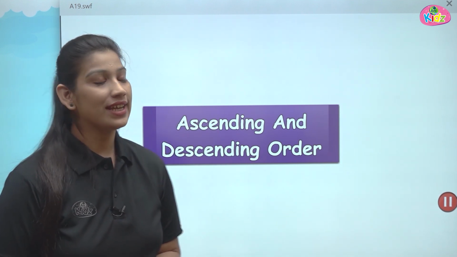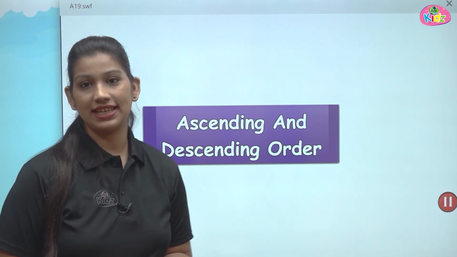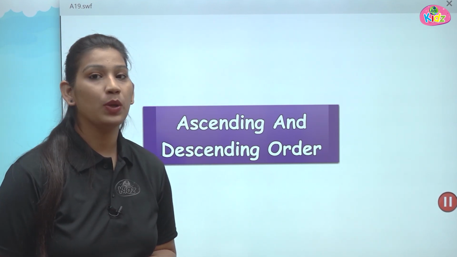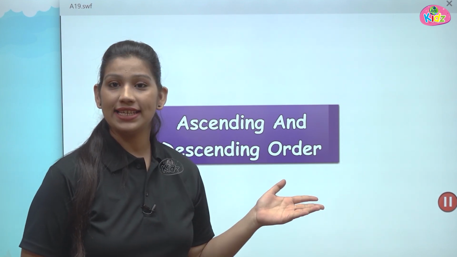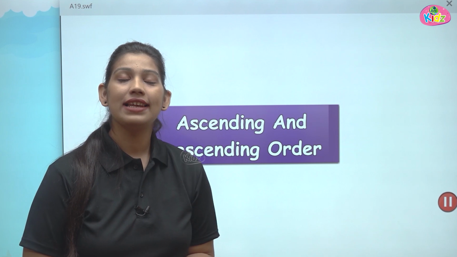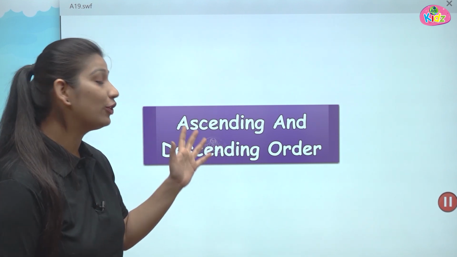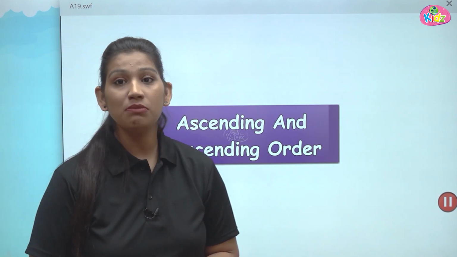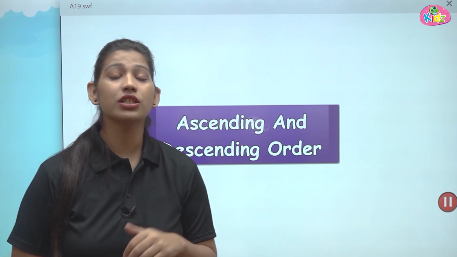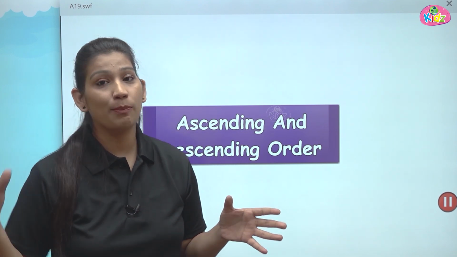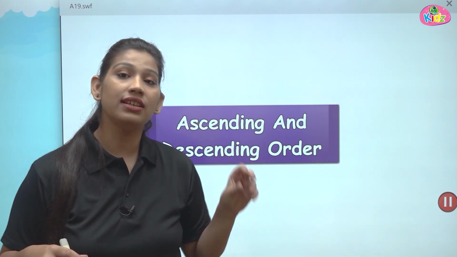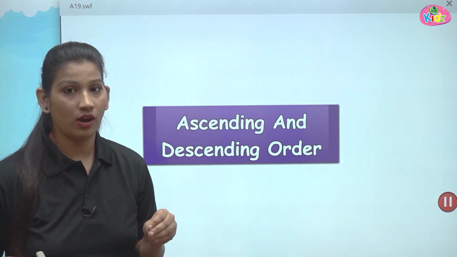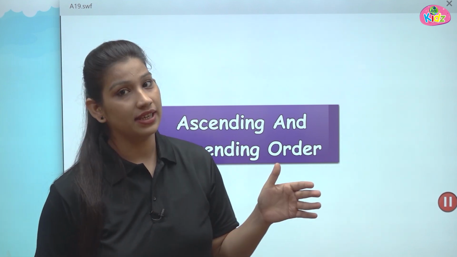Our topic for today is ascending and descending order. In today's session, we will understand about arranging numbers into ascending and descending orders. Let us first understand the meaning of ascending. Ascending means arranging the numbers from smallest to biggest. In ascending order, the number gets big at the last. The first number is the smallest, the last number is the biggest.